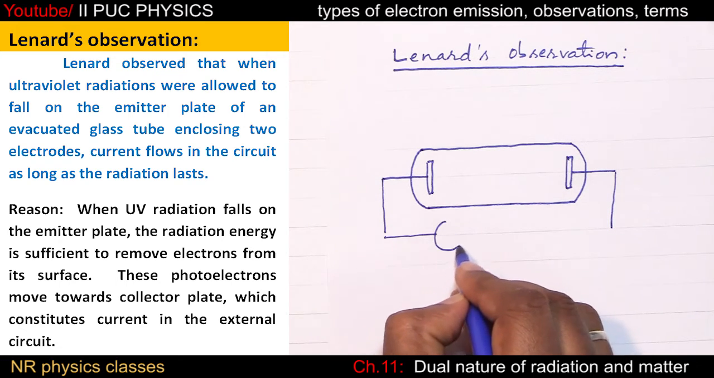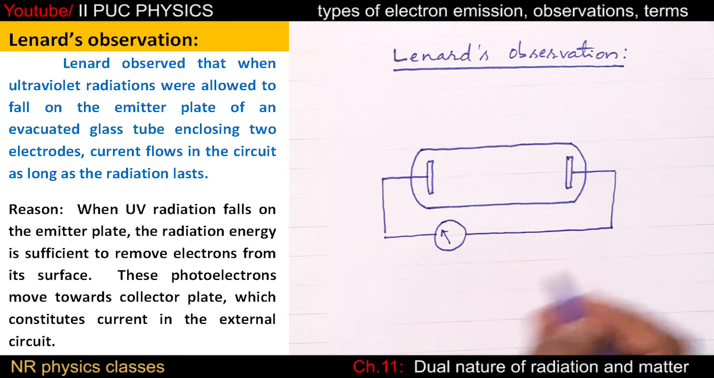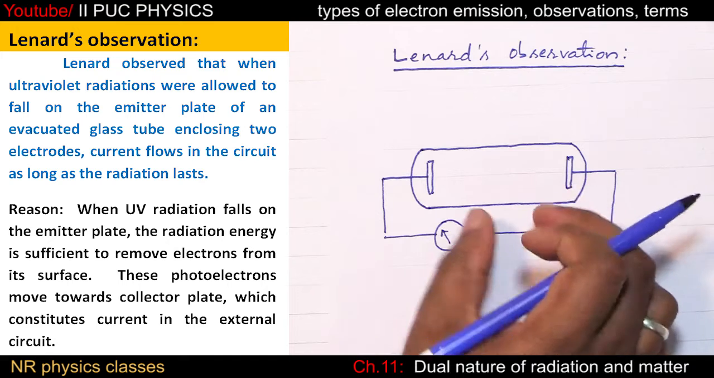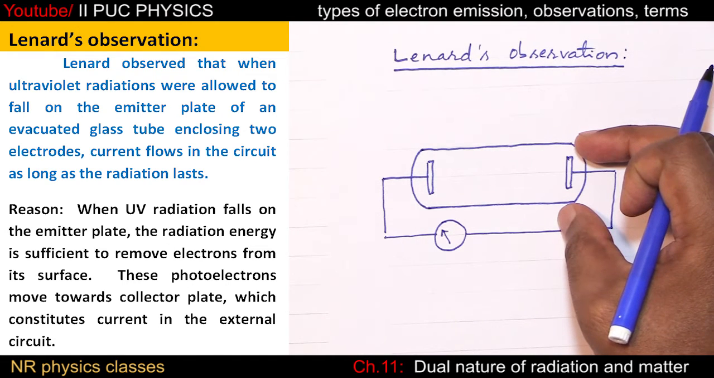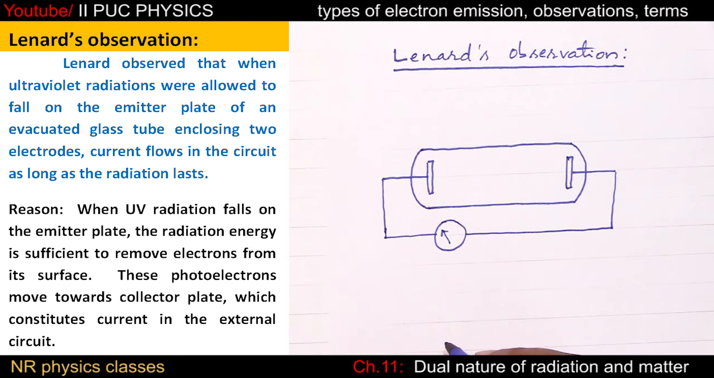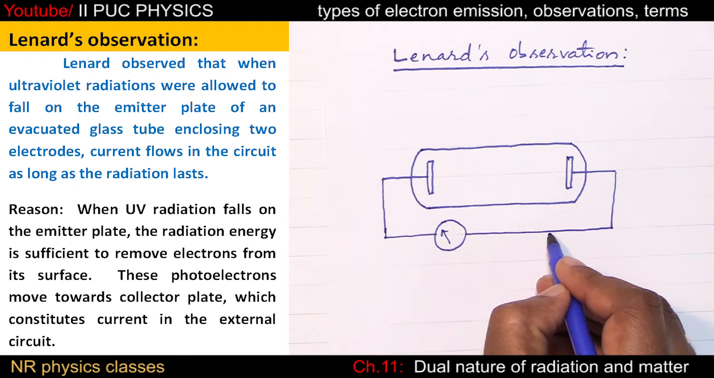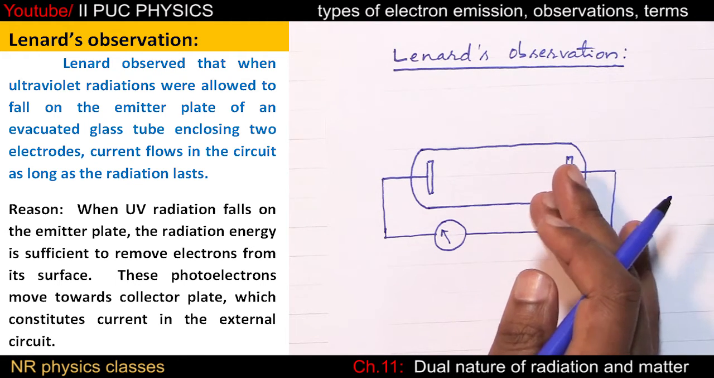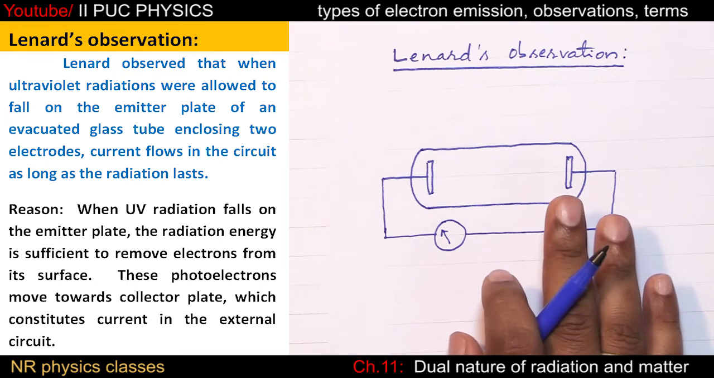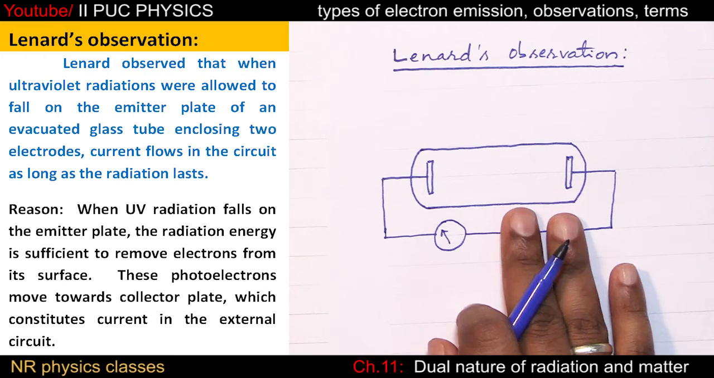Let us show that arrangement by this meter. Two metal plates separated by some gas. This is an evacuated glass tube. There is no deflection in the meter, which means there is no current in the circuit. So this was one of the early experiments related to cathode ray tubes.